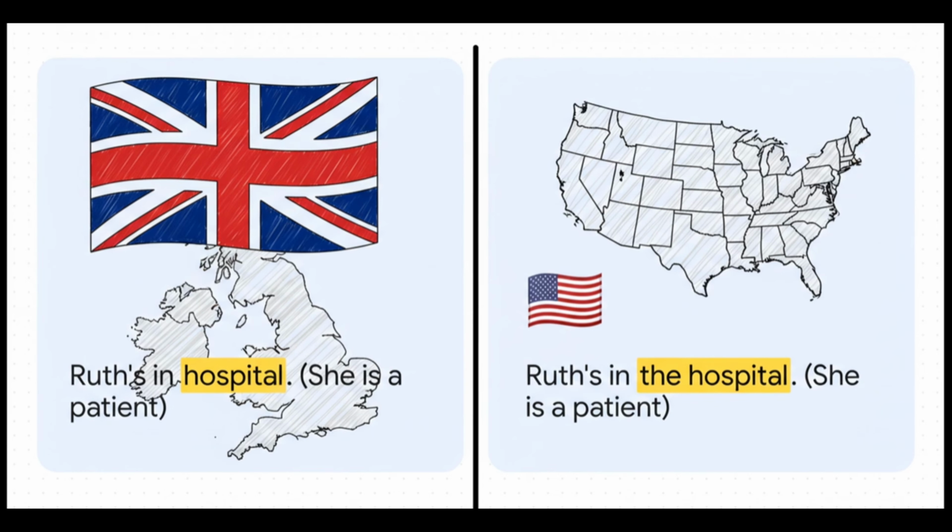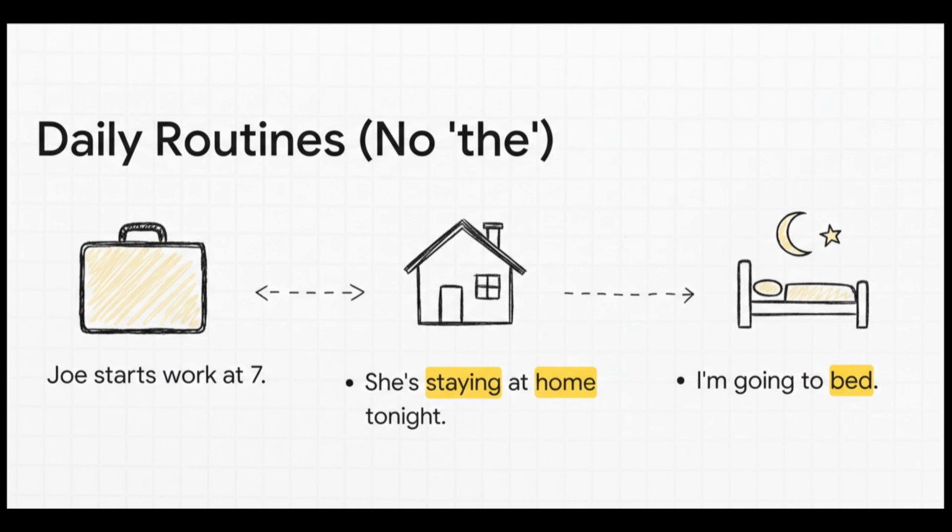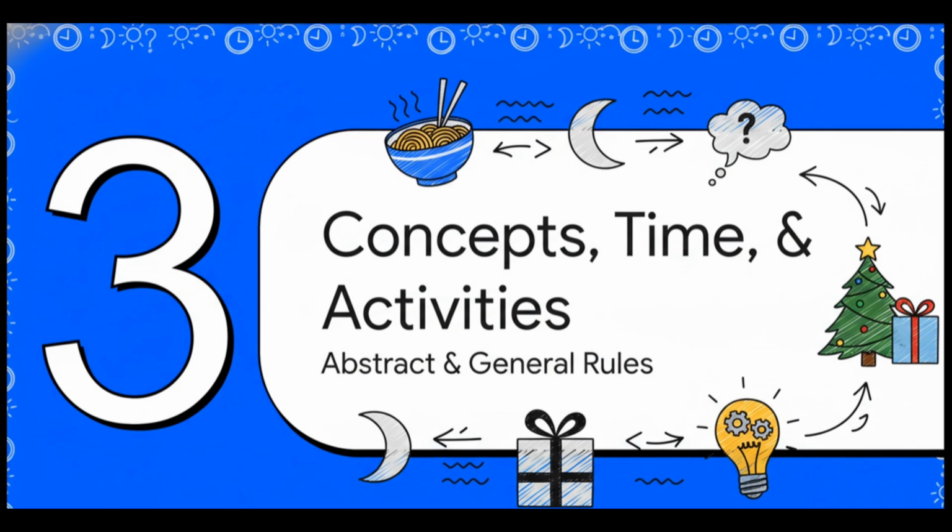Okay, remember that very first example, "Ruth's in the hospital"? This one is so fascinating because whether it's right or wrong literally depends on where you are in the world. In British English, a patient is in hospital, but in North American English, they're in the hospital. It's just a little regional quirk you have to remember. And this same general idea applies to a few fixed phrases we use all the time. We just don't use "the" when talking about home, work, and bed in these contexts. It's always "starts work," "staying at home," or "going to bed." Nice and simple.